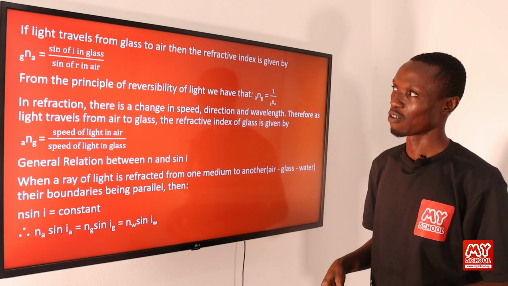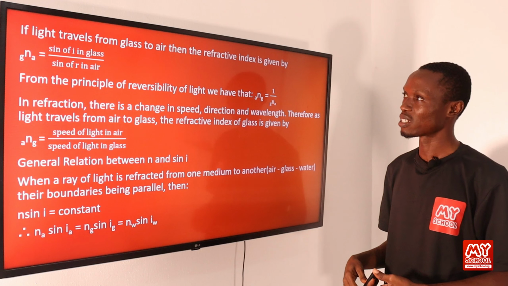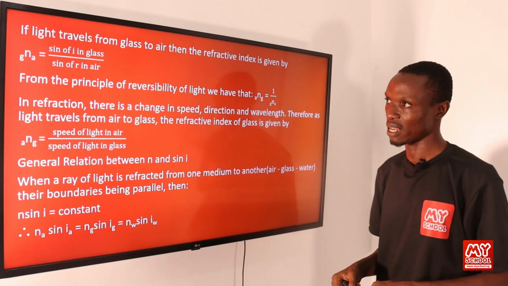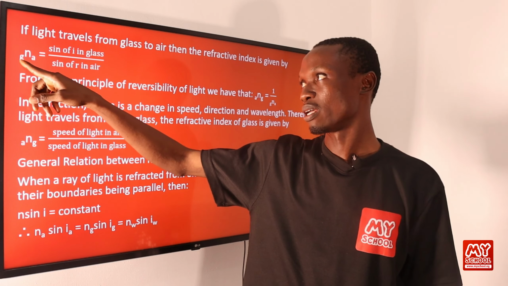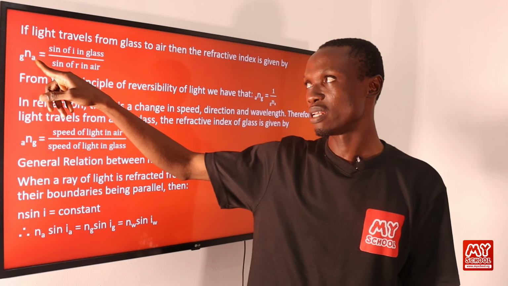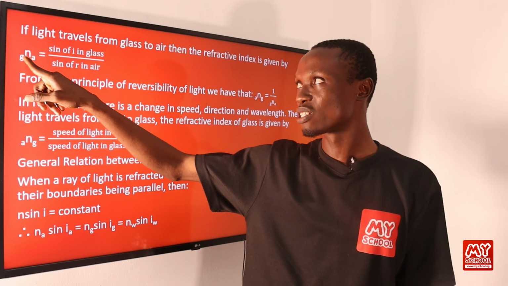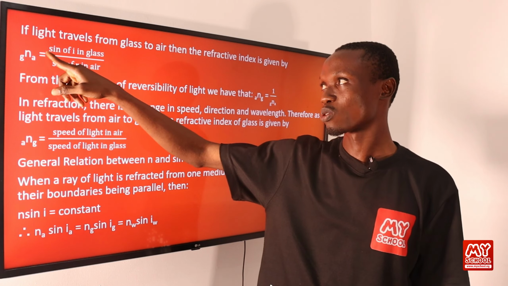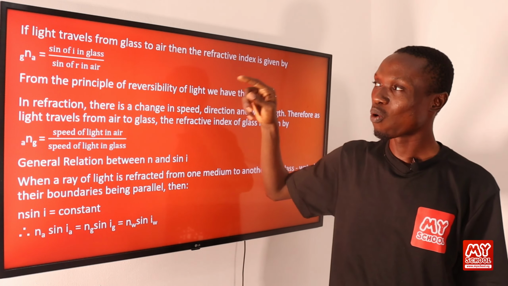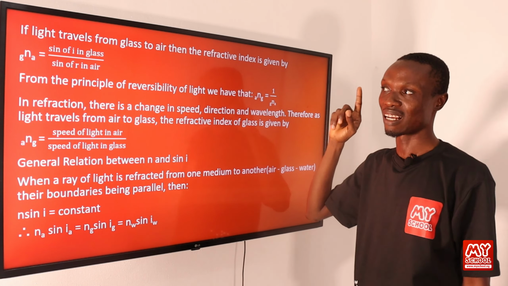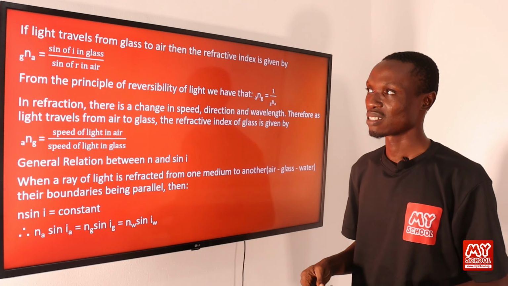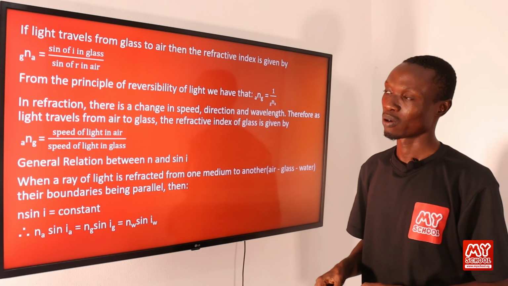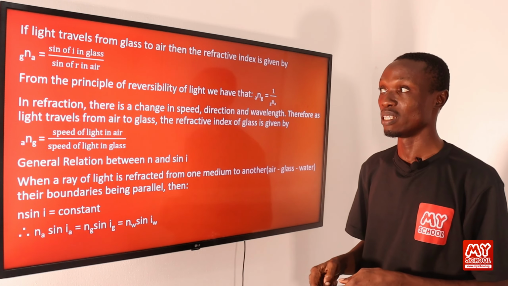If light travels from glass to air, then the refractive index is given as, so this is A, this is G, then n_AG, indicating that the light ray travels from glass to air. This is also equal to sine of the angle of incidence in glass over sine of the angle of refraction in air.